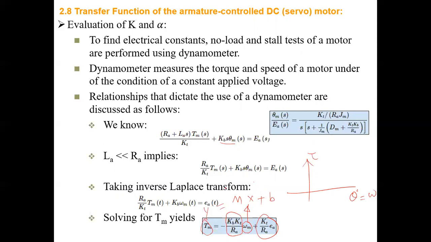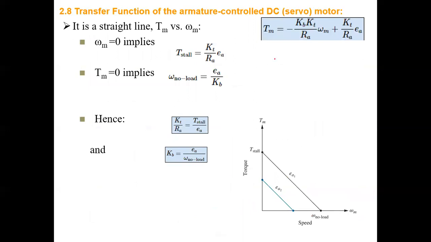So what is your m? The slope is negative K_B K_T over R_A. That's your slope. So how does this straight line look? This is the equation of a straight line, y equals mx plus b. What is the equation of this straight line? Negative slope, right? So this is how it looks. Does it make sense? Okay, so for different E_A, it is a straight line, T_M versus omega_M.